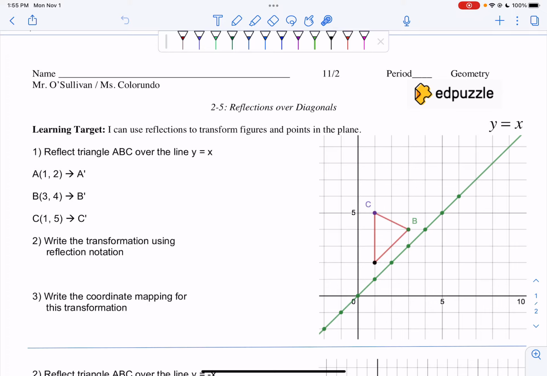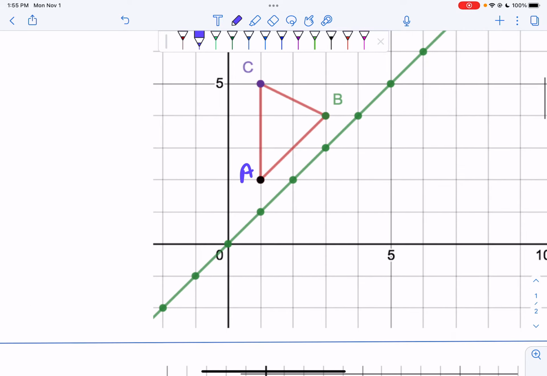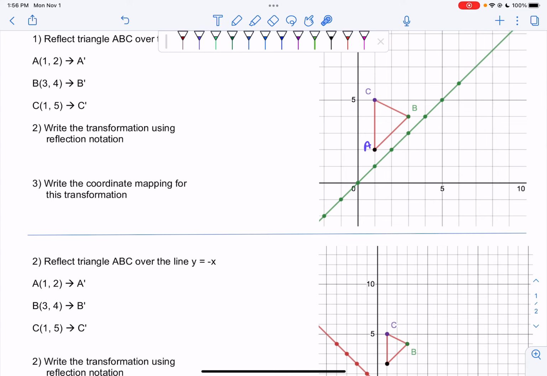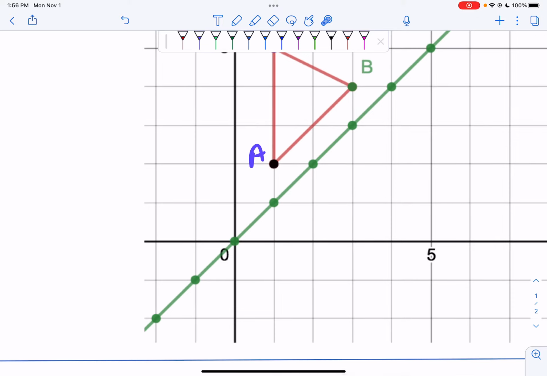Question number 1 says reflect triangle ABC, and I forgot to put my A right here, over the line y equals x. So what we're actually going to be doing is the opposite. The first point I'm going to reflect is the point A, which is (1, 2). B is (3, 4), and C is (1, 5). I'm going to figure out how far away A is from my line. I'm going to go down 1, but instead of going down 1, I'm actually going to go diagonal.